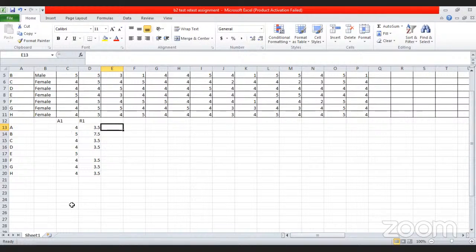Is it clear? The position is not clear, you know. How do you get 3.5?